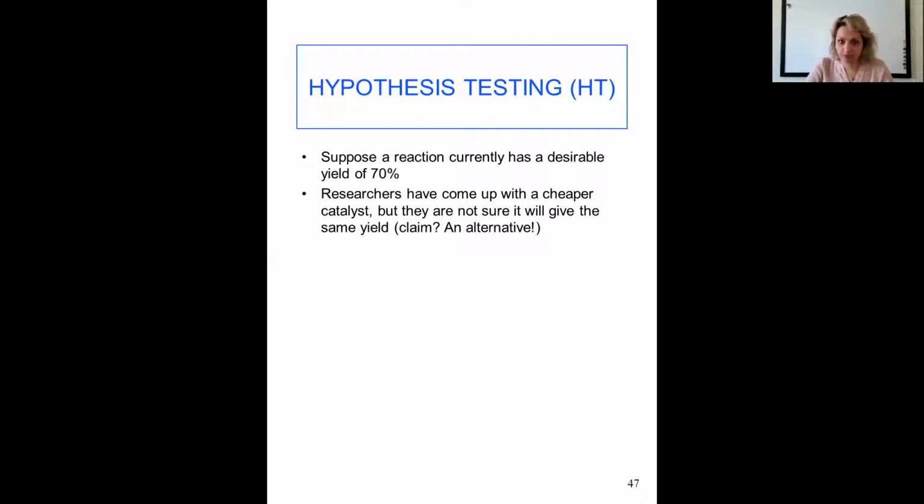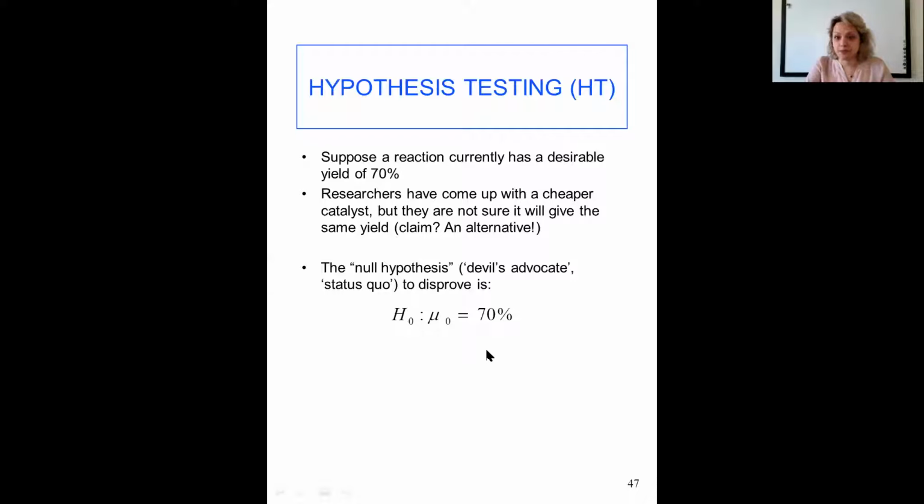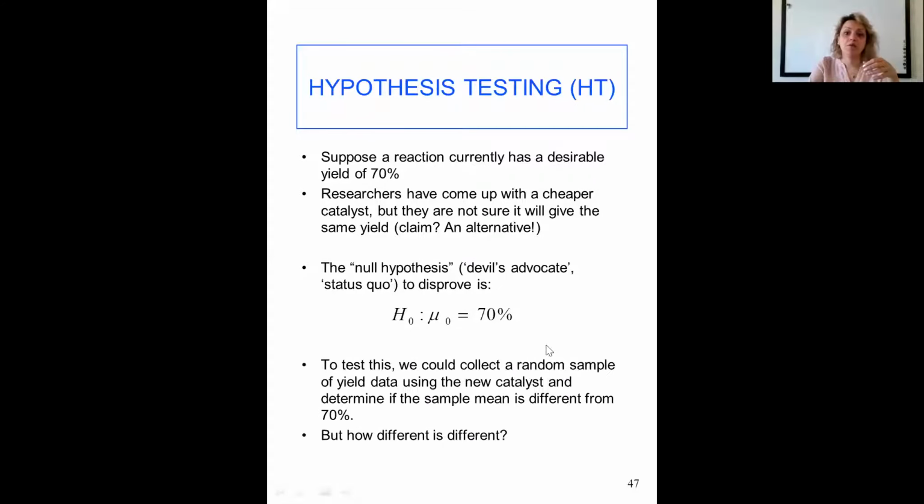For example, here, the desirable yield is 70%. So we would say our null hypothesis is that mu null is equal to 70%. And the next hypothesis that we would have is the alternative hypothesis. The alternative, you can see here, is that we want to prove that mu null is not equal to 70%.